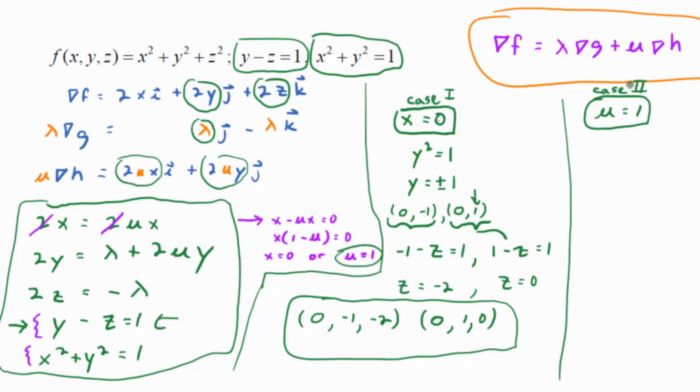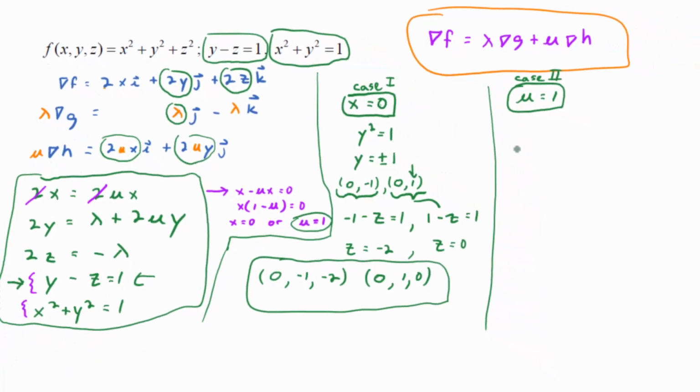Well, there's some equations we haven't taken advantage of yet, have we? So I'm looking at this second equation. What do I get if I just plug in mu equals 1? Let's just write that down. 2y equals lambda plus 2 mu y. So does everybody agree with that? Well, mu is 1, so 2y. So what does lambda equal in that case? 0.